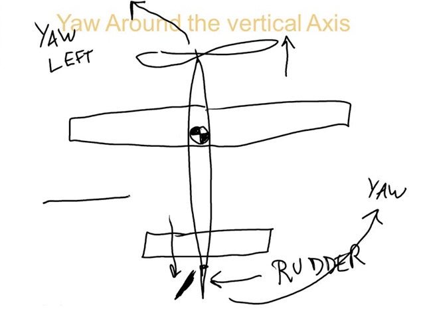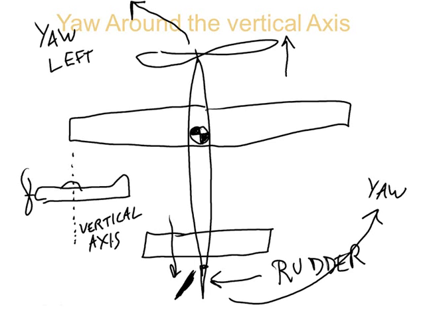And another way to draw that is if I put the airplane like this. And here's the wing. That's the vertical axis. So if you wanted the airplane to rotate around the vertical axis, you would push on the rudder pedals. It would make the rudder move. The aircraft would yaw left or right around the center of gravity.